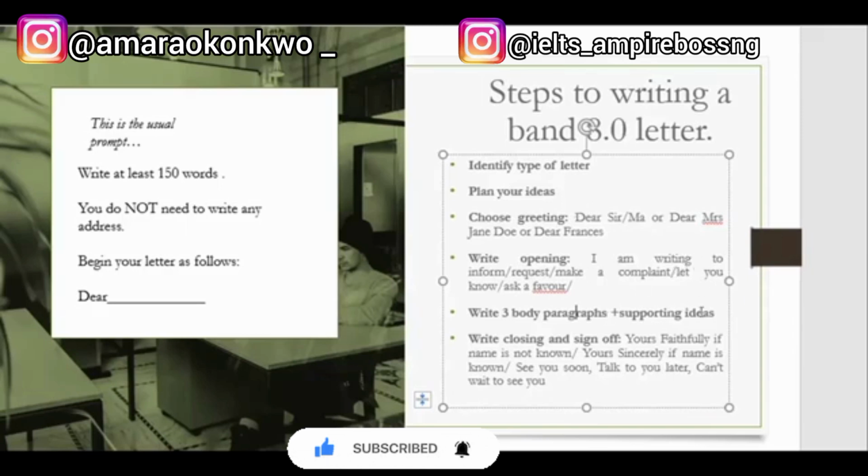Then something you can use in your semi-formal letter: I'm writing to let you know. You can go for that in a semi-formal letter. But something like ask a favor is something that you use with a friend. I'm writing to check up on you. I thought to let you know.